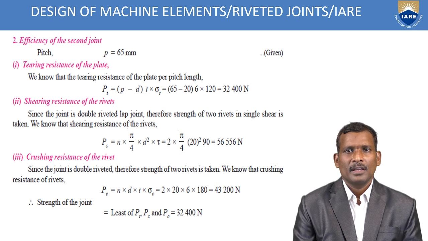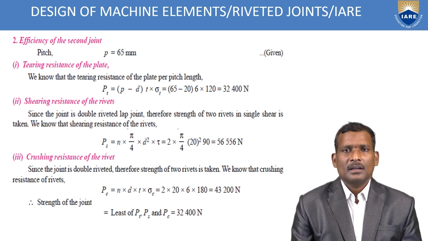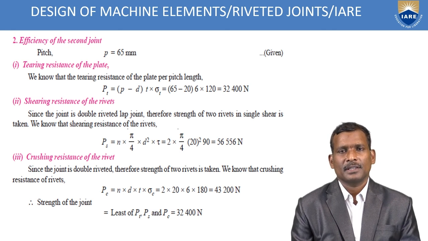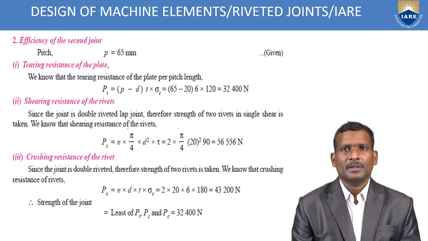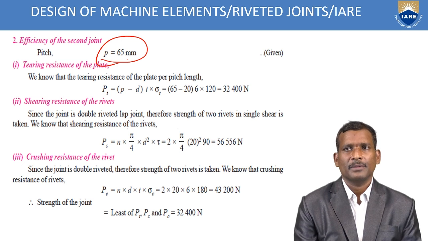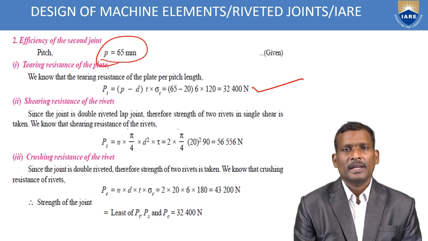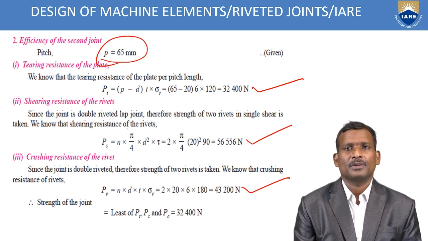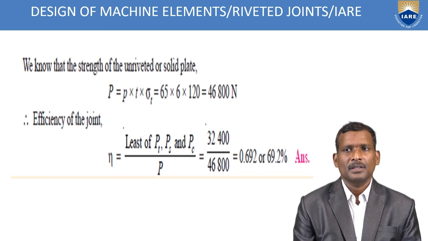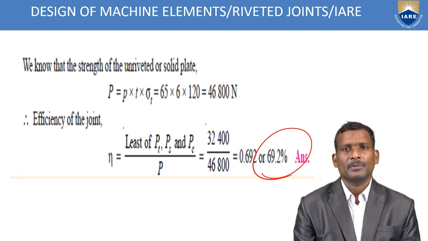Okay, thank you. Next one is the efficiency of the second joint, the double riveted joint. The double riveted joint efficiency is calculated the same as the previous one. Here only the pitch value is different, 65. Given the tearing resistance of the plate, calculate the shearing resistance of the rivets, the crushing resistance, and then finally calculate the strength of the joint and then the efficiency of the joint. You will get 69.2% in the case of the double riveted lap joint. In the first case it was 60%. Like this you calculate the efficiency of the joint.